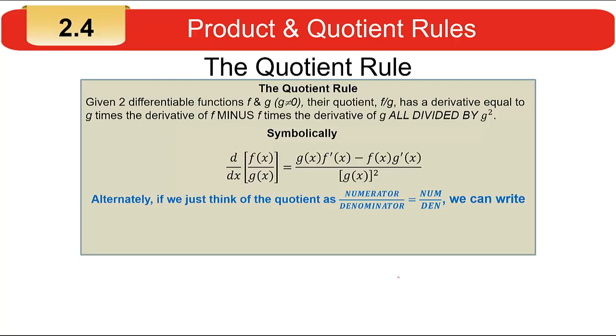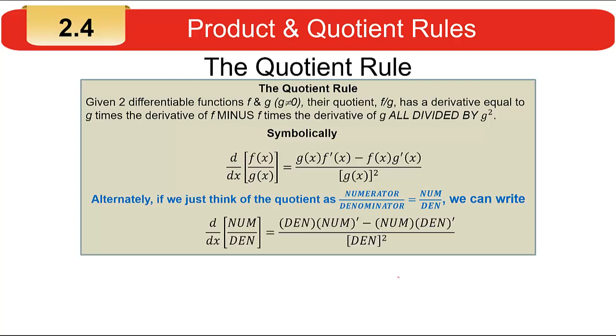Or if you just want to think numerator denominator instead of f and g, you could also think of it like this. The derivative of the numerator over denominator is denominator times the derivative of the numerator minus numerator times the derivative of the denominator all over the square of the denominator.